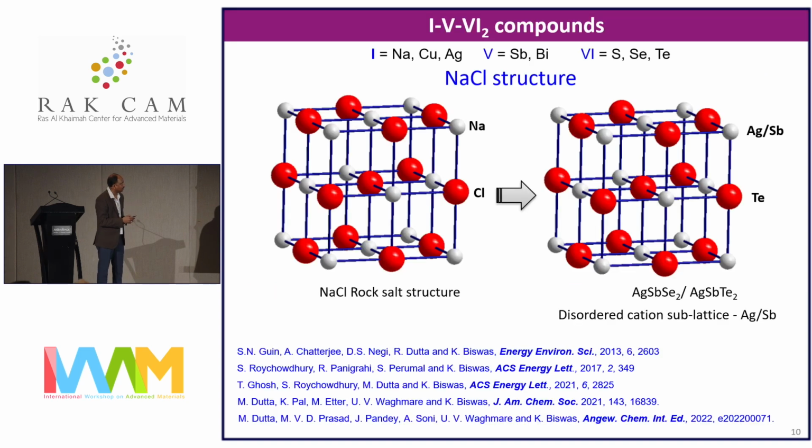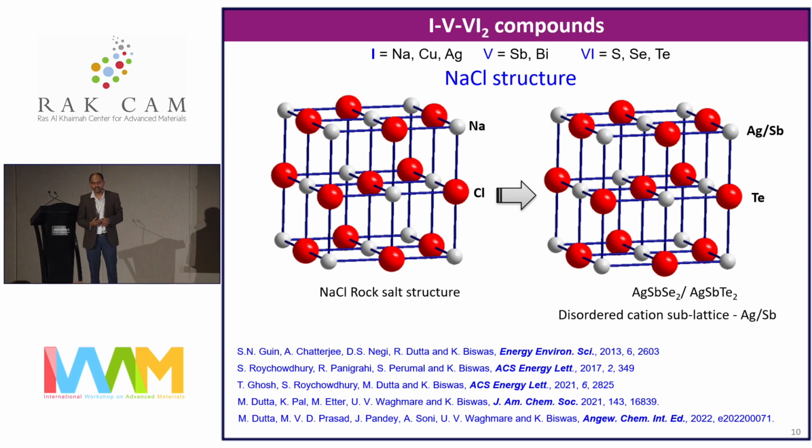And there is only one class of compound I'm going to talk about today, because we work on different kinds of compounds and we measure thermoelectricity of all of them in our lab, but there is no time to talk about all. So I'm going to talk about this 1-5-6-2 class of compound, where 1 is sodium or copper or silver, 5 is basically antimony or bismuth, and 6 can be sulfur, selenium, or tellurium.